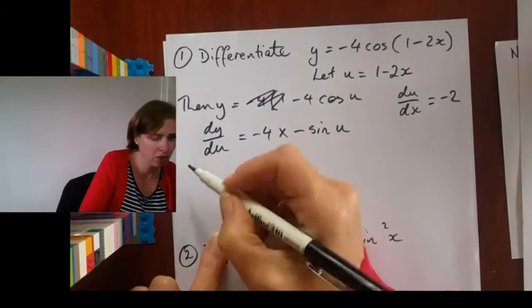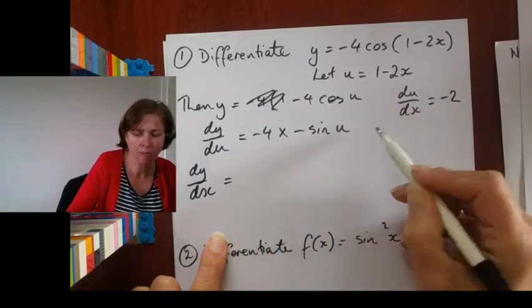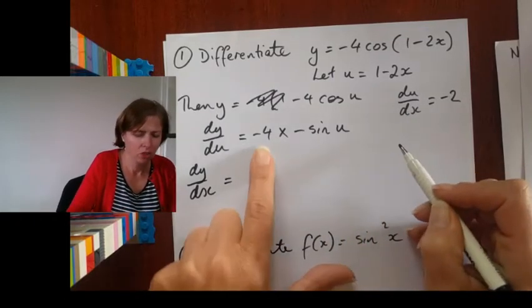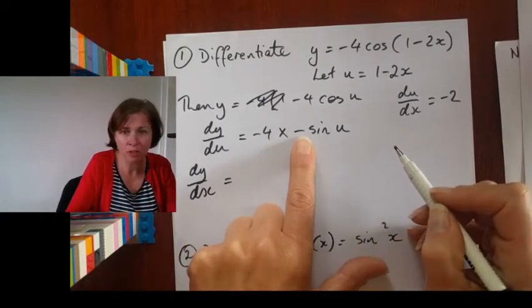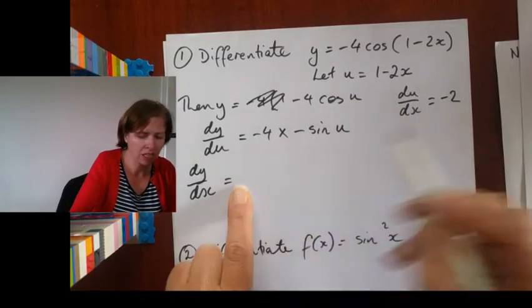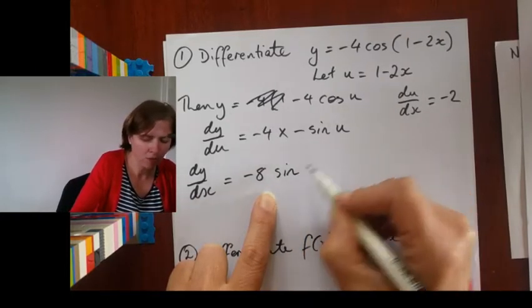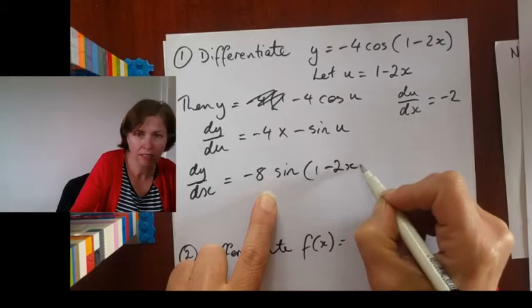Okay, so dy dx is going to be dy du times du dx. So my negative 4 times the negative is going to give me positive 4, but then times negative 2 is going to give me negative 8 sine, and instead of u, I'm going to write 1 minus 2x.